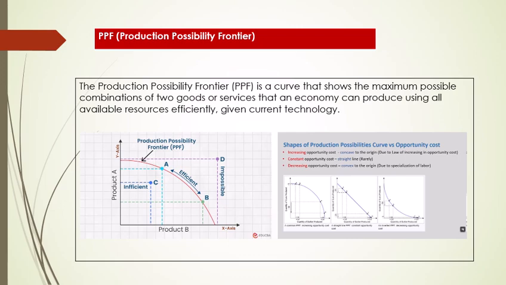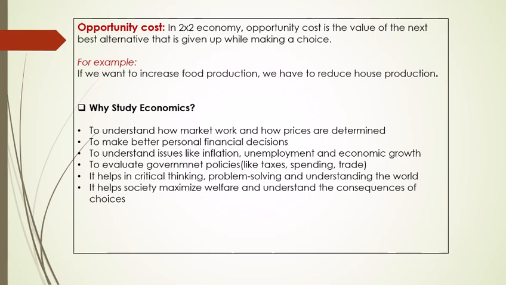The shape of the PPF is usually concave or bowed outward. This is because of the law of increasing opportunity cost, which I will explain now. Opportunity cost. Whenever we make a choice, we give up something else. That thing we give up is called the opportunity cost. Let's take a personal example. If I spend my evening making this YouTube video, I cannot use the same time to go out and watch a movie. So the opportunity cost of making the video is the fun and entertainment of watching the movie.